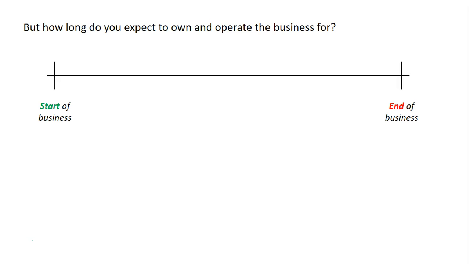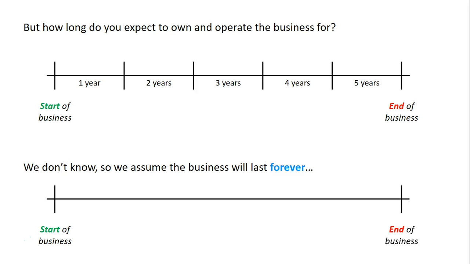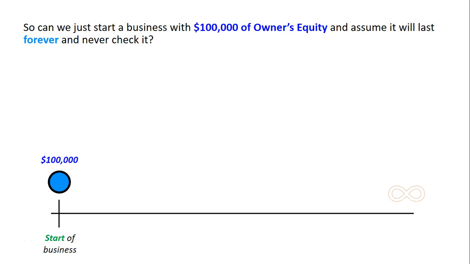We don't know. So in accounting, instead of estimating it, yeah, I think it'll be 1 year, 2 years, 3 years, 4 years, 5 years, we just don't know. So what we do instead of pretending the business will end is we'll just assume it will exist forever. So you can see the infinity symbol there. We're not literally saying it will last forever. It's just an assumption.